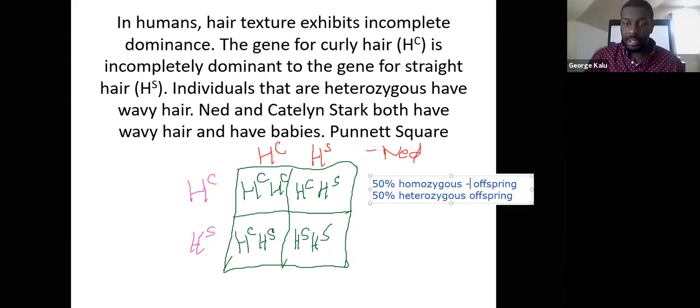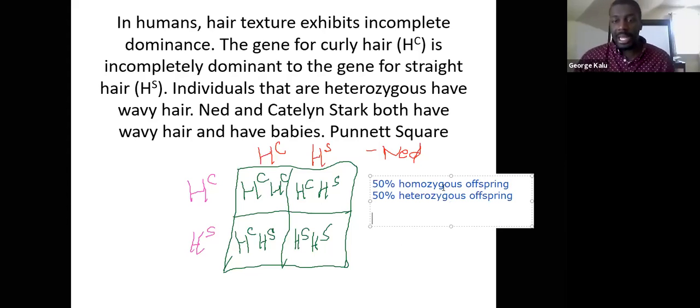Now, if we want to look at this a little bit deeper, let's take a look at the phenotypes that we can see. So what's the chance of having an offspring that has curly hair?